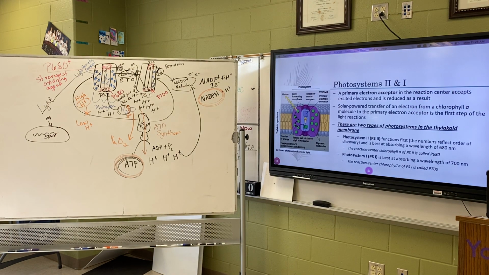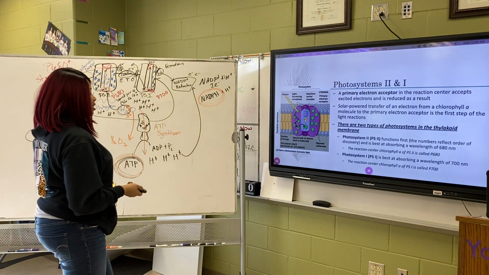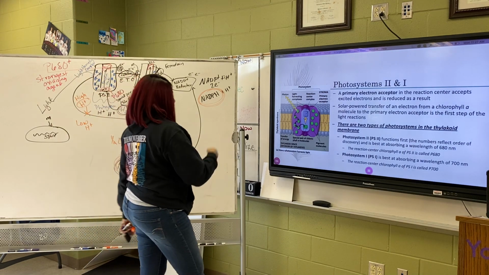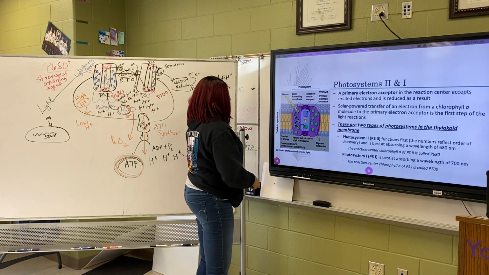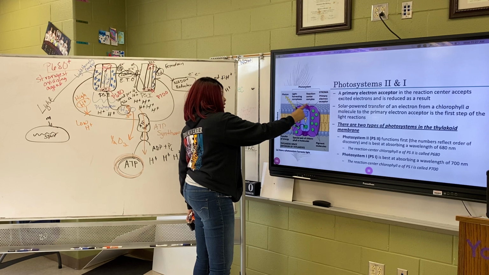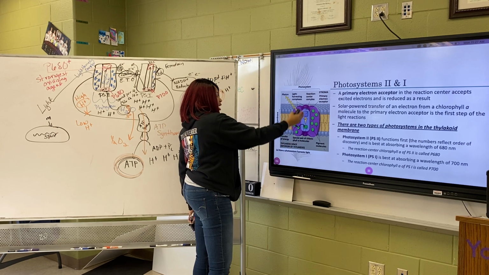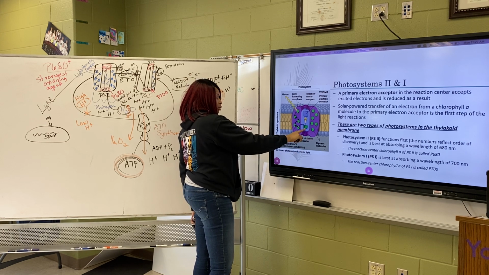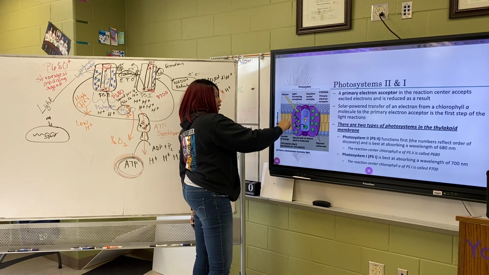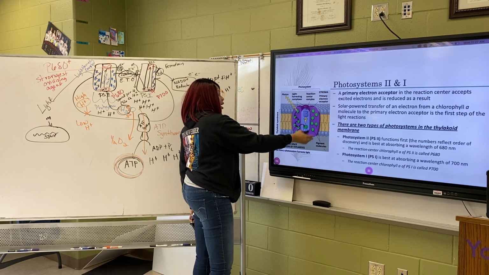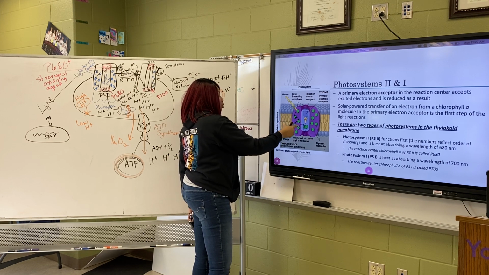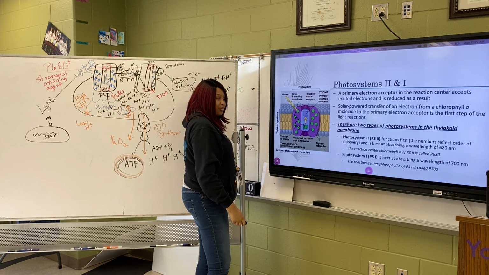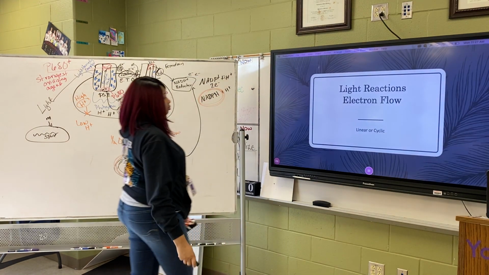So photosystems 1 and 2, of course, everything you need to know is here and here. Let's look at it in a better drawing, right? This is your photosystem. In the middle, you have your reaction center. Your reaction center is going to have your special pair of chlorophyll A's and your primary electron acceptor. Outside, you have the light harvesting complex with your pigment molecules, okay?